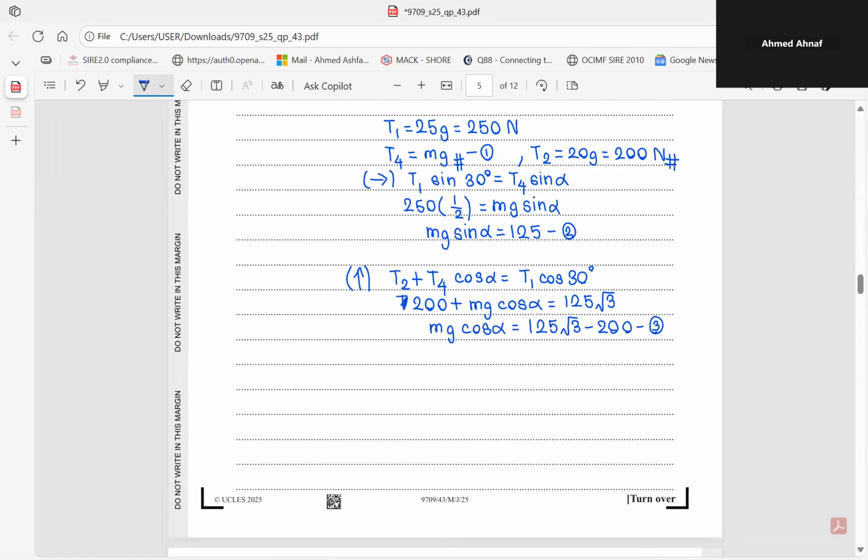All right, now we can divide equation 2 and equation 3. We'll get tangent alpha equals 125 over 125 square root 3 minus 200. So alpha would be tangent inverse of 125 over 125 square root 3 minus 200. That would be equal to 82.5 to 3 SF.